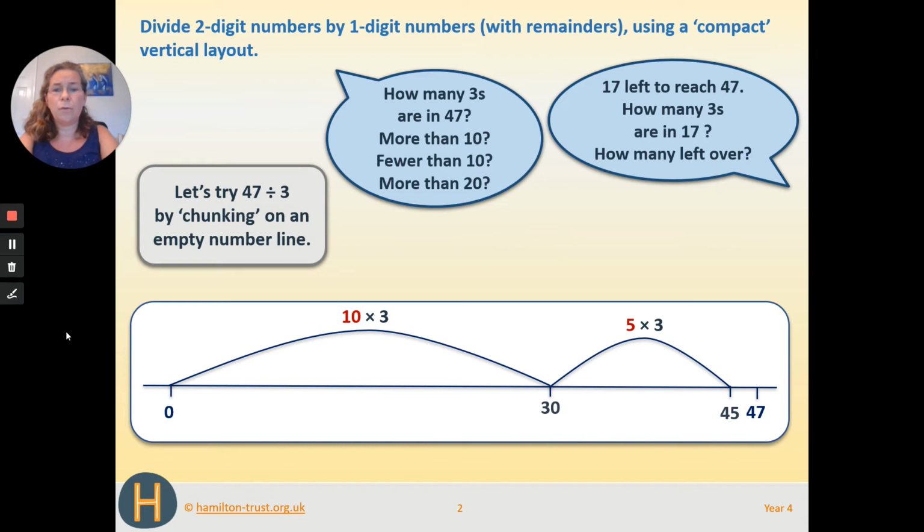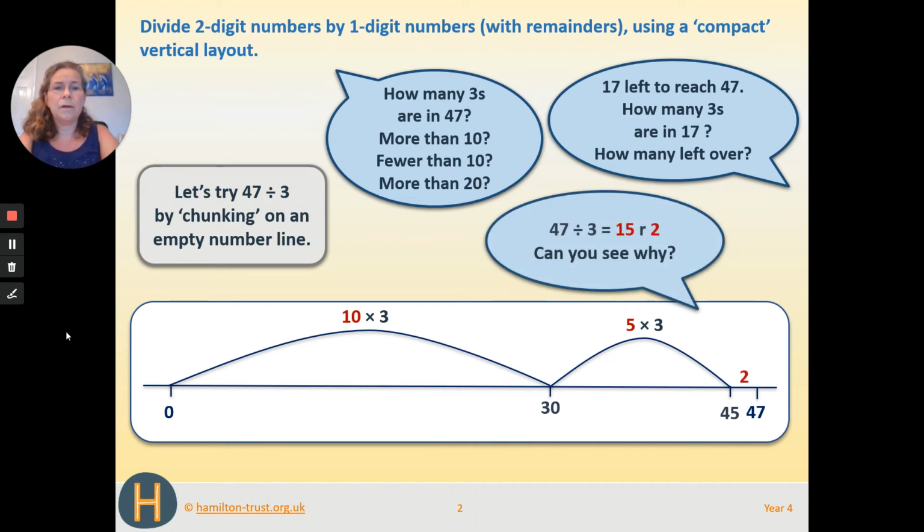So we've gone from 10 times 3 is 30. 5 times 3 is 15. So from 30 with another 15 takes us to 45. And how many are left over? With a remainder of 2. 47 divided by 3 is equal to 15 remainder 2. Can you see why? Great.